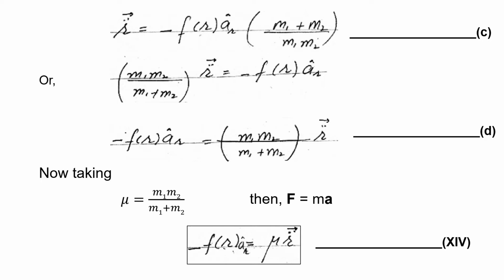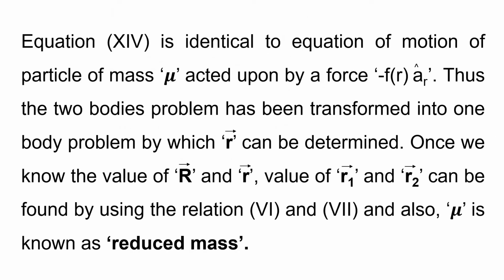Now taking mu is equal to m1 m2 over m1 plus m2, that is called the reduced mass, so the two body problem is converted into one with reduced mass. Then similar to F is equal to ma, minus f of r, r unit vector is equal to mu r double dot. Here mu is the reduced mass. Equation 14 is identical to the equation of motion of a particle of mass mu acted upon by a force minus f of r, r unit vector.